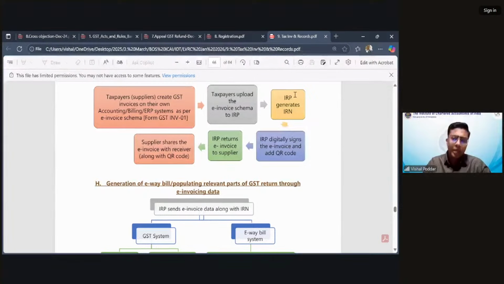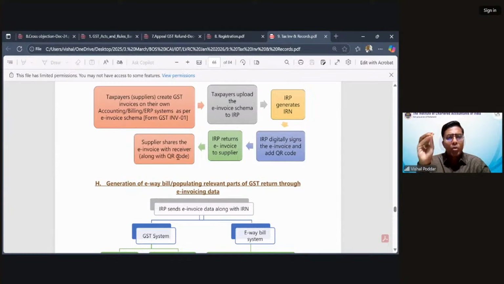After you upload it and you submit the details, the e-invoice portal does an internal check, and within a fraction of a second, if everything is found correct, it gives you the IRN, which is the sort of acknowledgement that yes, your invoice has become an e-invoice. Now, the IRP digitally signs the e-invoice and adds a QR code. IRP returns the e-invoice to the supplier, and the supplier shares the e-invoice with the receiver along with the QR code.